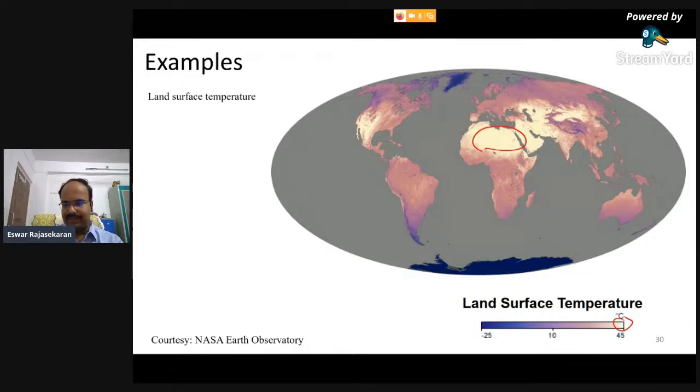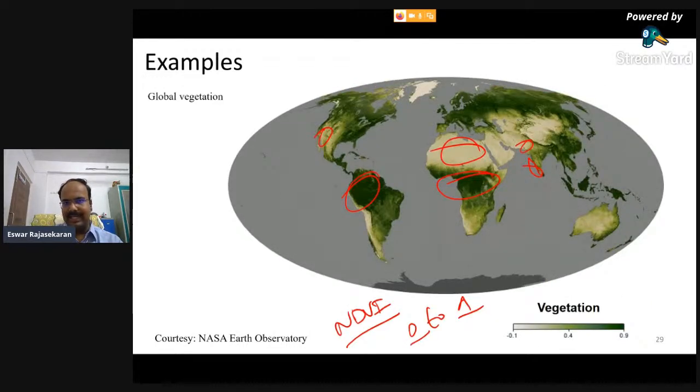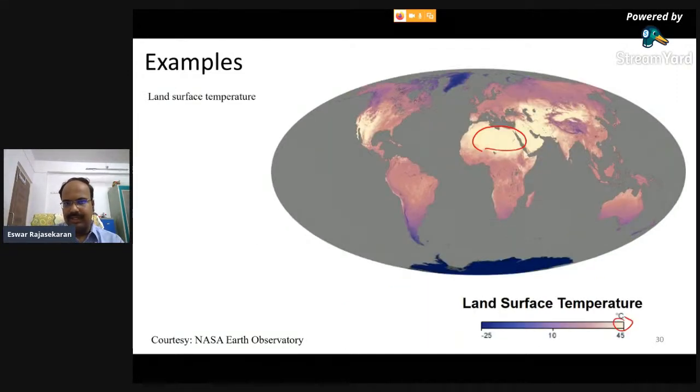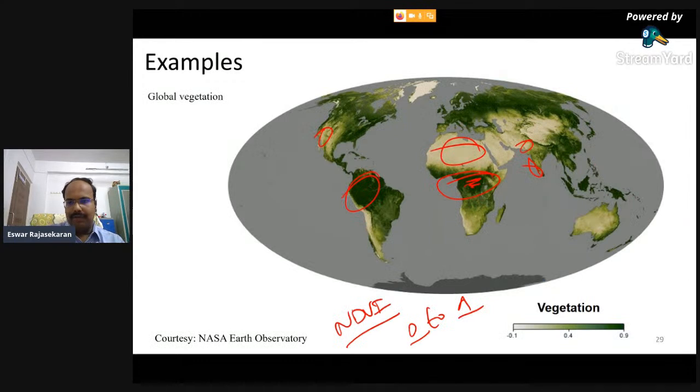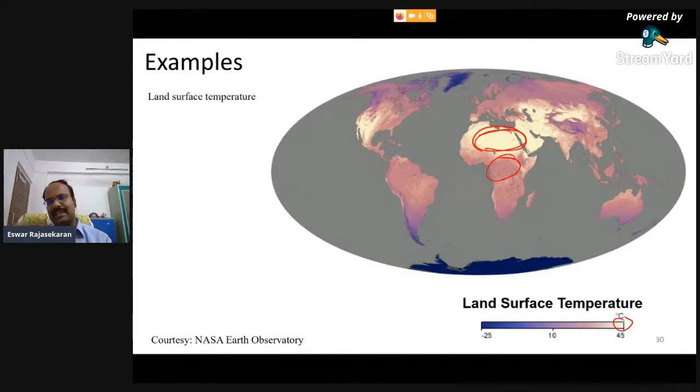If you compare with the previous figure, you can see that this central portion of Africa, which is a forested region, has a lower temperature. If you look at this desert here, no vegetation, high temperature. So there is an inverse relationship, not always, between the presence of vegetation and land surface temperature. It's not always true, as other factors influence it, but more or less it holds, at least in tropical regions.